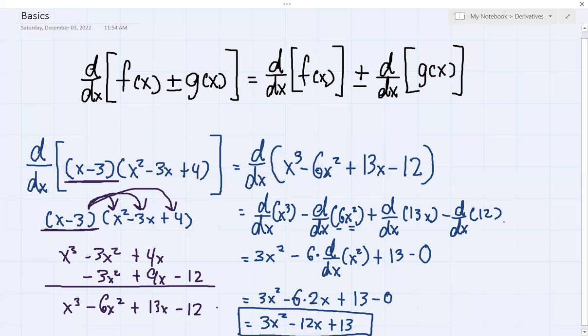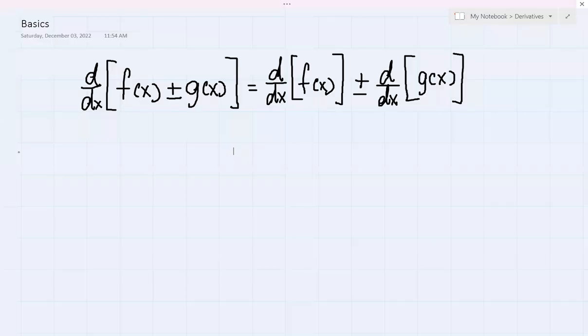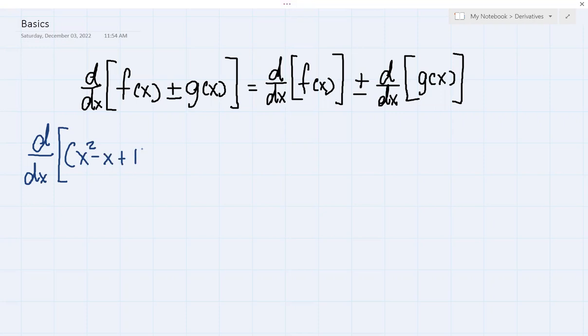Okay. Now, what if meron tayong dalawang trinomial? Paano naman yun? So, let's just say meron tayong the derivative of x squared minus x plus 1 times 2x squared minus 3x plus 3. So, paano to? How will you expand this one? Or, first question, do you think we can expand this one?